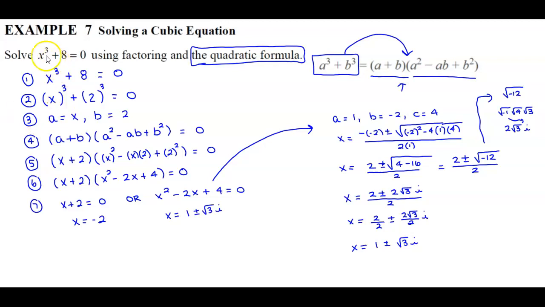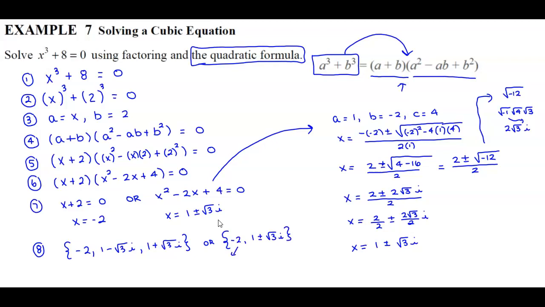Now going back to the beginning, we can see that this is a cubic equation, which means we have 3 solutions. One of them is a real solution, and the other 2 are imaginary solutions. So in our solution set, we would have the following: negative 2, 1 minus the square root of 3 i, and 1 plus the square root of 3 i. Or you can also write it in the simplified form where it's negative 2, and 1 plus or minus the square root of 3 i.